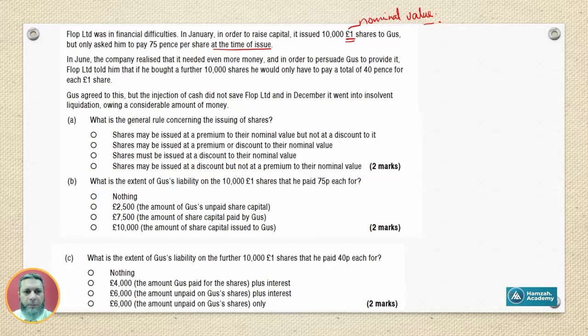In June, the company realized that it needed even more money, and in order to persuade Gus to provide it, Flop Limited told him that if he bought a further 10,000 shares, he would only have to pay a total of 40 pence for each share. Now, the comparison is that in the first case, they are only taking a partial amount at the time of issuance. This means that later on they can ask for 25 pence whenever they want.